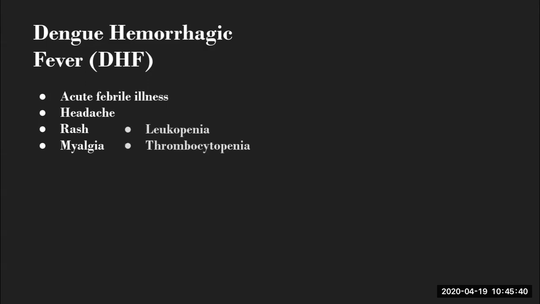And so what does this cause? This is the disease then, dengue hemorrhagic fever. And this is characterized by an acute febrile illness. There's headache, rash, myalgia, leukopenia, which is getting back to what happens with the macrophages. Leukopenia is a loss or a reduction in leukocytes. And so as the macrophages become infected and are killed off, you wind up with less and less of those.